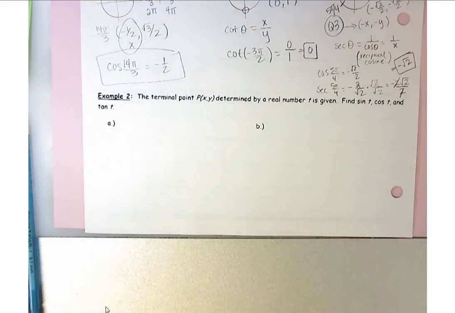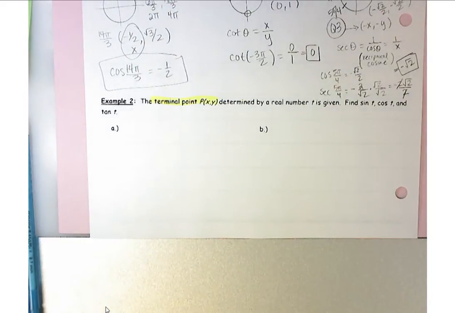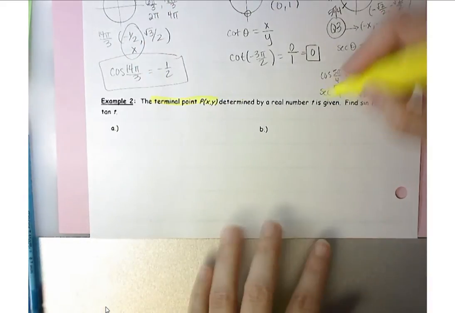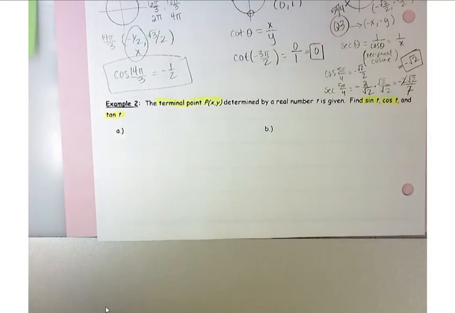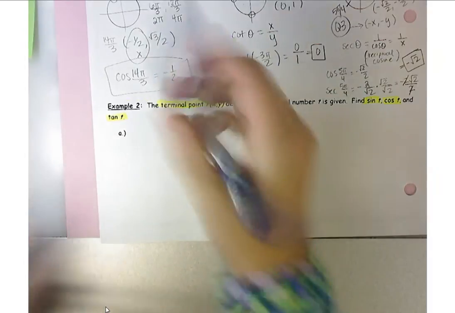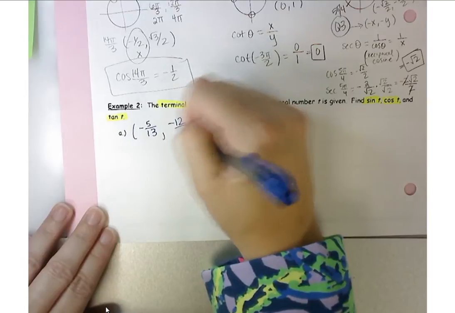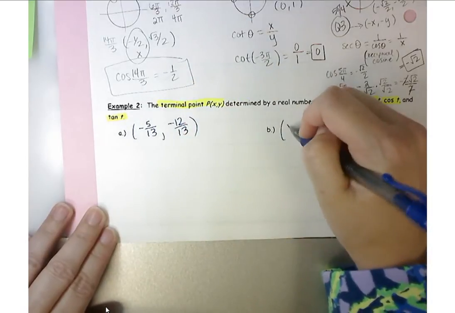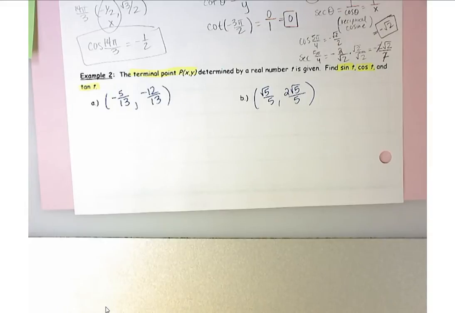Okay, so then the next thing we're going to do is we're going to be given a terminal point, and that's just determined by an arbitrary real number t. We have to find the sine of t, the cosine of t, and the tangent of t. With these, it's simple to calculate, but make sure you have them in the correct notation. So the first point is negative 5 over 13, negative 12 over 13. And then I have root 5 over 5, 2 root 5 over 5. If you got ahead of us, just make sure you get down A and B now.